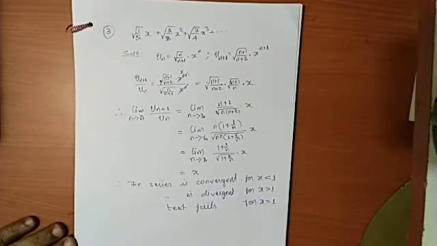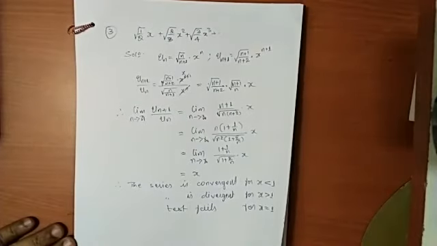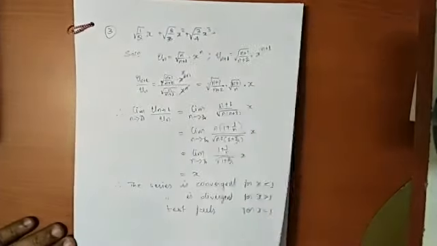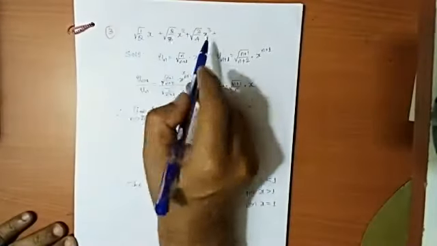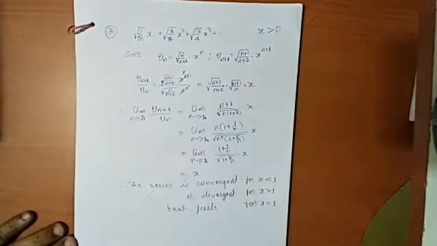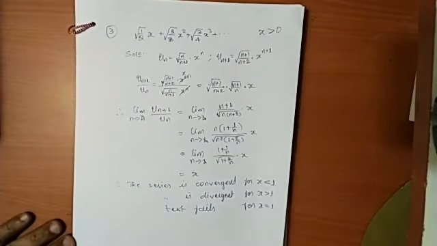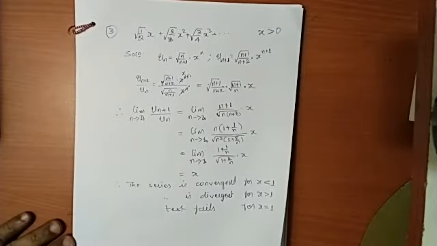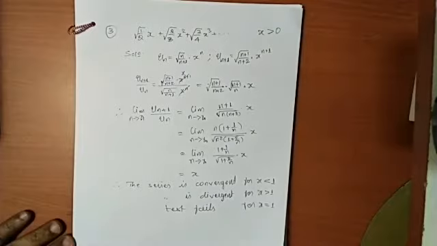So these three problems were taken from the question bank. Since I consider the series of positive terms, here x always should be greater than 0. Because in D'Alembert's ratio test, we always consider the series of positive terms. Therefore, we get x to be greater than 0.